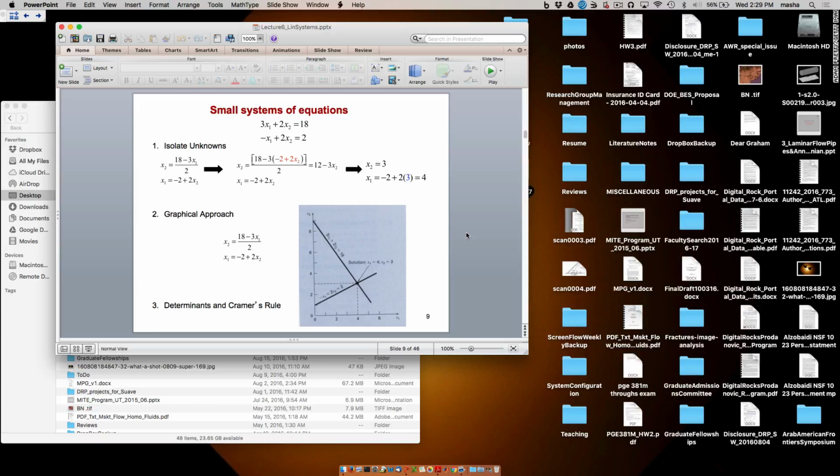Okay? Now the second one, if your 3x1 plus x2 is equal to 7, and 3x1 plus x2 is equal to 5, what now? They're parallel. So there's no solution, right? And there's no x1 and x2 that can satisfy both at the same time. Okay? So it's quite possible that there are systems with no solution.